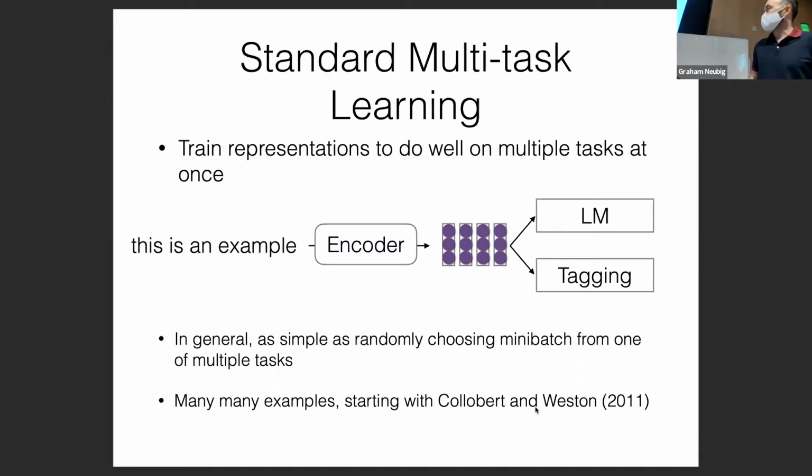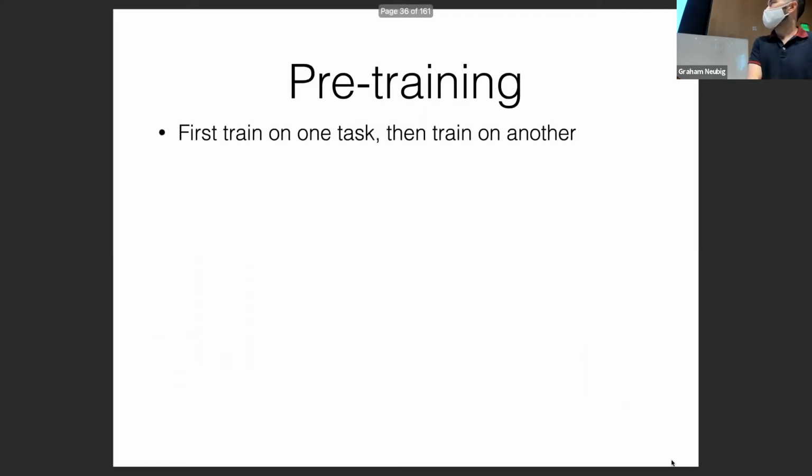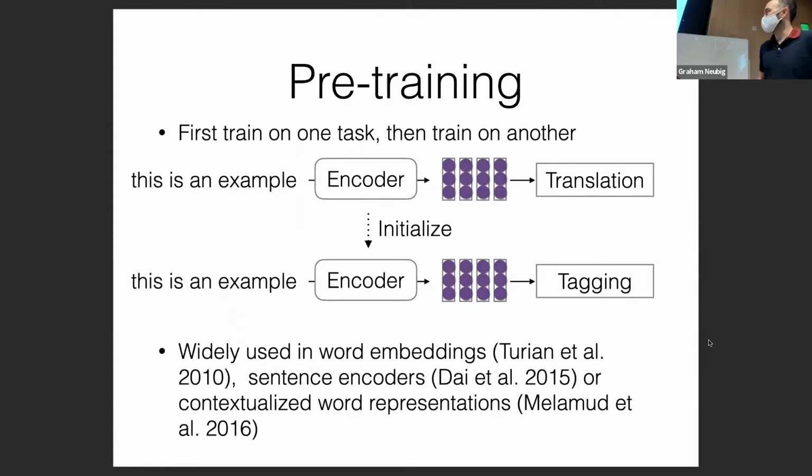There's many examples of this. The earliest example of this in neural network land is Collobert and Weston in 2011. It's been in use for 10 years at least. And then pre-training is a very popular version of this, which I'm going to be talking about more this time, where we first train on one task and then on another. So we could train on a task with naturally occurring data like translation or language modeling and initialize our parameters and then train on a different task like tagging. And this has been used in word embeddings, sentence encoders, contextualized word representations, you name it.